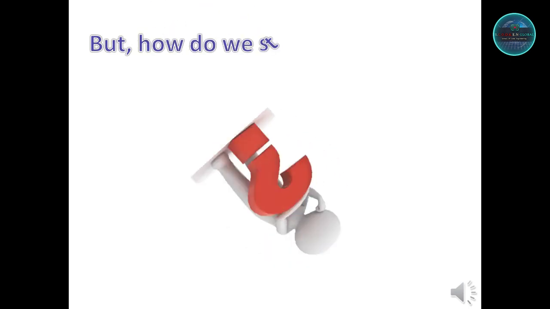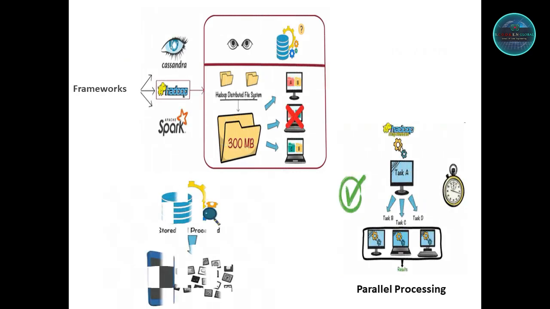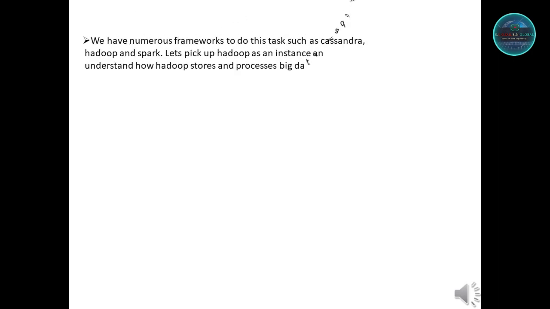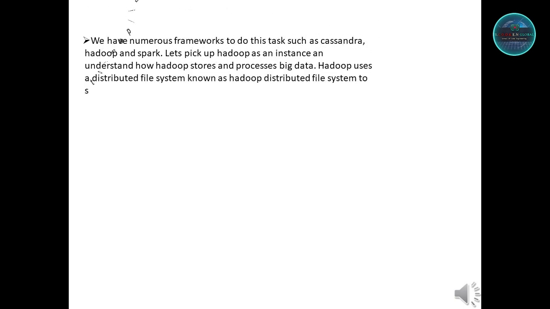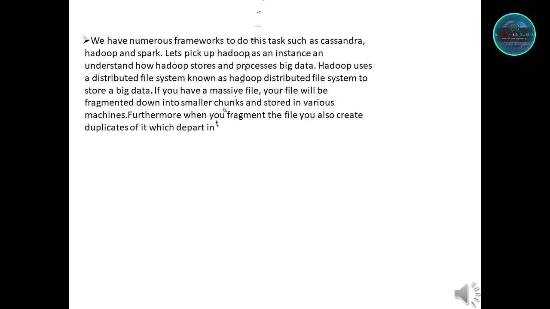But how do we store and process this big data? We have numerous frameworks to do this task such as Cassandra, Hadoop, and Spark. Let's pick Hadoop as an instance and understand how Hadoop stores and processes big data. Hadoop uses a distributed file system known as Hadoop Distributed File System to store big data. If you have a massive file, your file will be fragmented into smaller chunks and stored in various machines. Furthermore, when you fragment the file, you also create duplicates of it which go into various nodes.